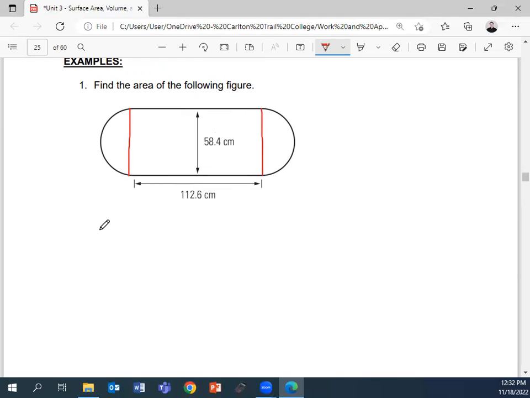What do I have here? Rectangle and what else? Semicircles, right? Half circles. A semicircle is a half circle. Now, if I have two semicircles, two half circles, what is that? It's just one full circle. That's exactly right. So if I want to find the area of this, it's pretty simple. All I need to do is take the rectangle, add the two semicircles, which is also just one circle, and that gives me my surface area, right?